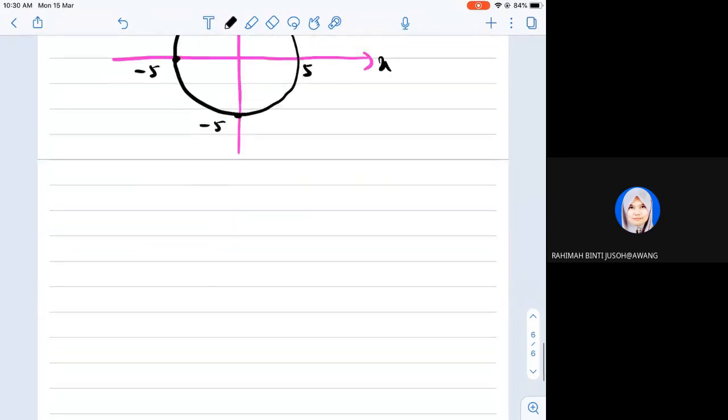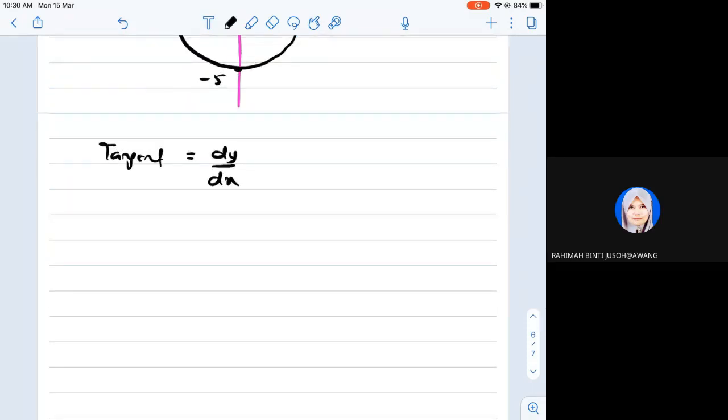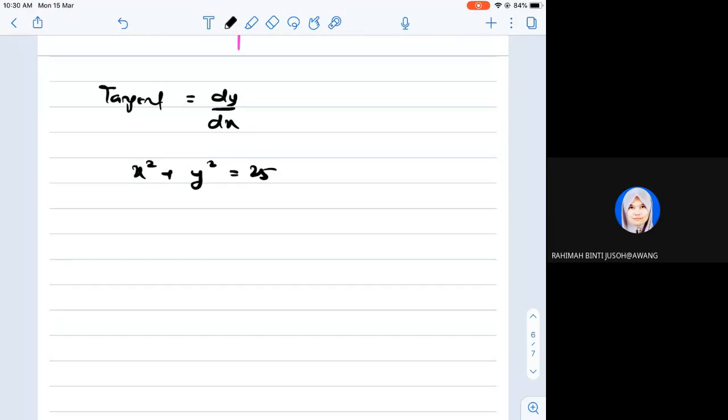First of all, tangent means dy/dx. We have the equation of a circle, x squared plus y squared equals 25. What you should do now is find dy/dx, because we said tangent. So we have to differentiate both sides with respect to x. So x squared plus y squared, and the right-hand side as well.